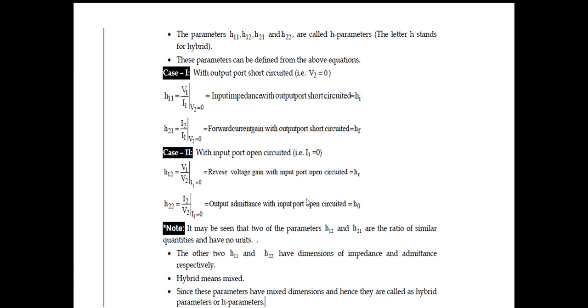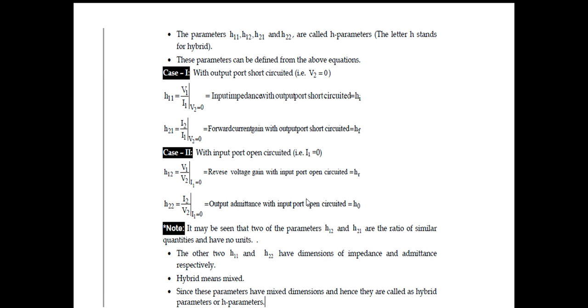Both are voltages, but this is not output voltage by input voltage. If it were output voltage by input voltage, then this would be voltage gain. Now it is reversed, therefore it is reverse voltage gain. So, reverse voltage gain with the input port open circuited. Now H12 can be written as HR, the reverse voltage gain.